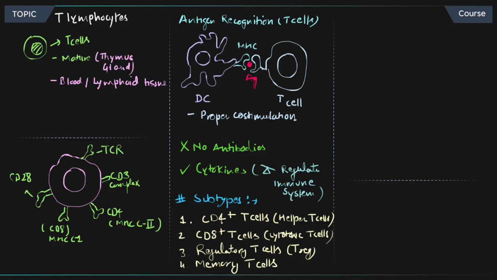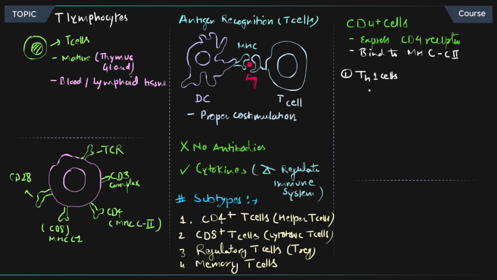Okay, so now let's talk a little bit more about CD4 positive T cells. CD4 positive T cells are also known as helper T cells. They express the CD4 receptor and they bind to a particular molecule. I hope now you remember MHC class 2 proteins. In the subsets, you also have Th1 cells. So in helper T cells, you have Th1, you have Th2. Let's talk about Th1 cells.